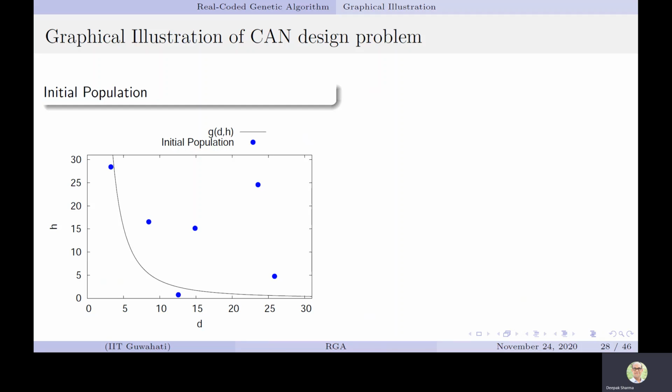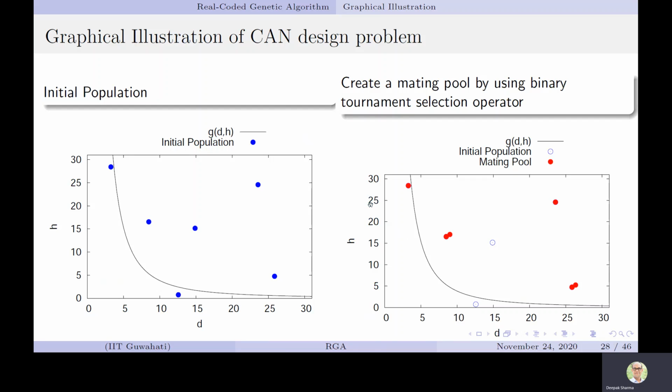Now let us understand the same problem graphically. Here the solid line is nothing but the constraint line. Below that is the solution, which is invisible, and the blue dots represent the initial population. So we have 6 solutions now. We calculate the fitness, and then we have to perform the binary tournament selection.